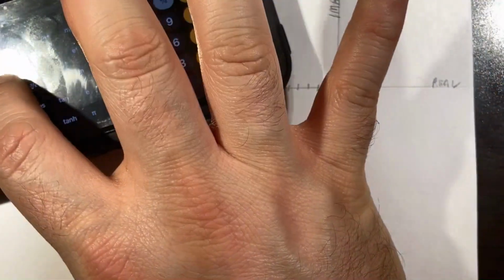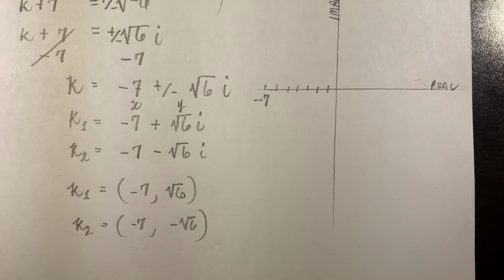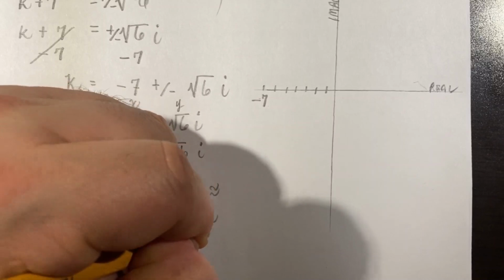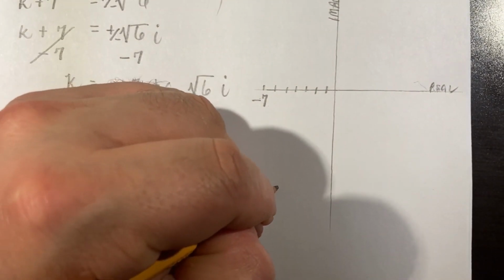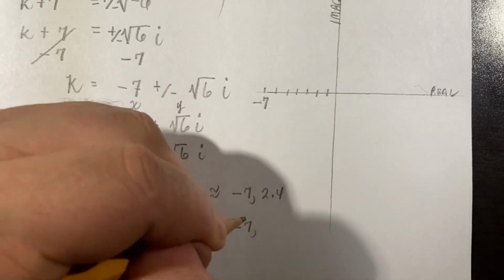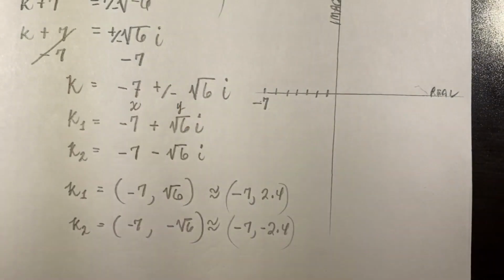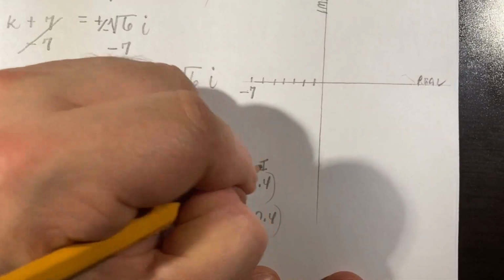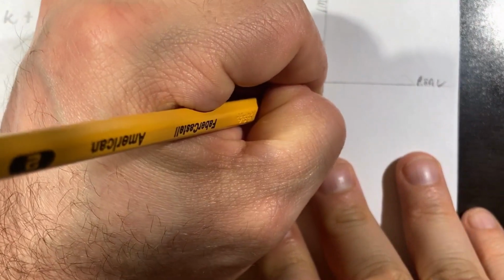All right, we want to find out what the square root of 6 is. So you take 6 and then hit that second root, 2.45. Close enough, 2.4. And so this is approximately equal to negative 7 comma 2.4 and negative 7 comma negative 2.4. And now we can label these correctly. This is like real comma imaginary.